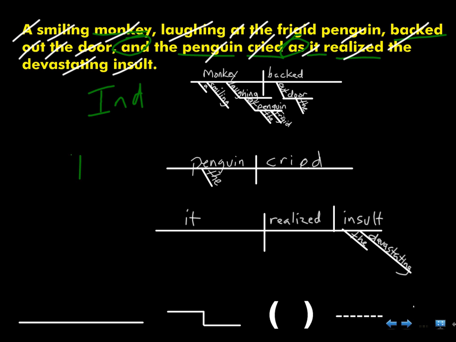Independent. Independent. Dependent. What is most important about this arrangement? These 2. Why? Because the bottom clause, it, modifies the word cried. Therefore, it must fall directly below that. Correct. So make sure that we're connecting it to cried.